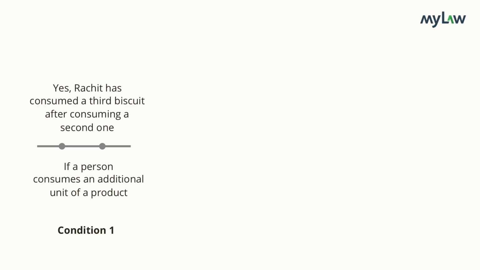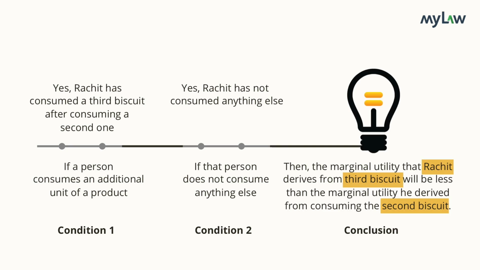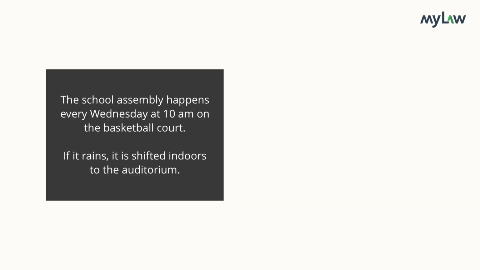The first switch is on because Rachit has consumed a third biscuit after consuming a second one. The third one is the additional unit compared to the second. Secondly, Rachit has not consumed anything else, so both switches are turned on. Therefore, we have to conclude that the marginal utility that Rachit derived from the third biscuit is lower than the marginal utility he derived from the second biscuit. Let's look at the next one.